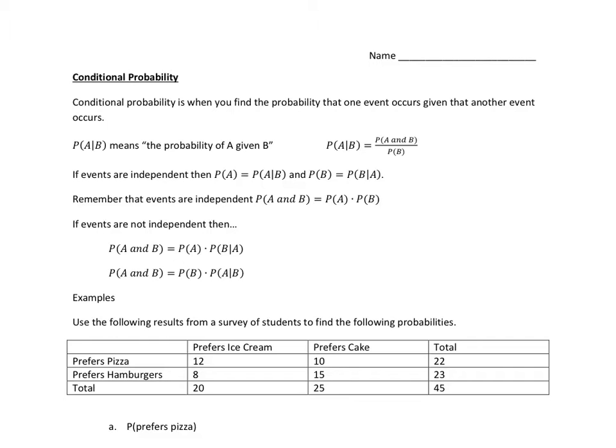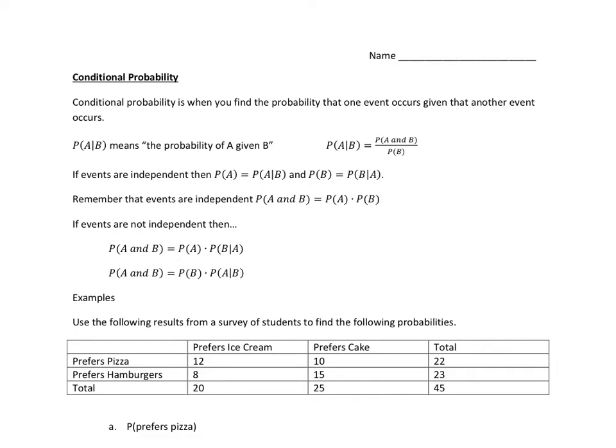So if events are independent, then the probability of A equals the probability of A given B, and the probability of B equals the probability of B given A. That means that if events are independent, remember that one event will not affect the other. So the B is not going to make a difference in the probability of A, and the A is not going to make a difference in calculating the probability of B. So that's why these equations make sense.